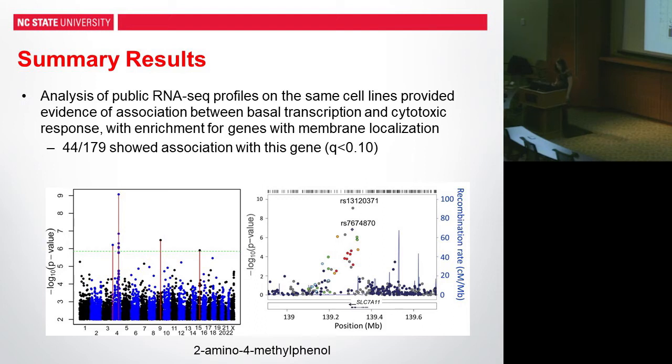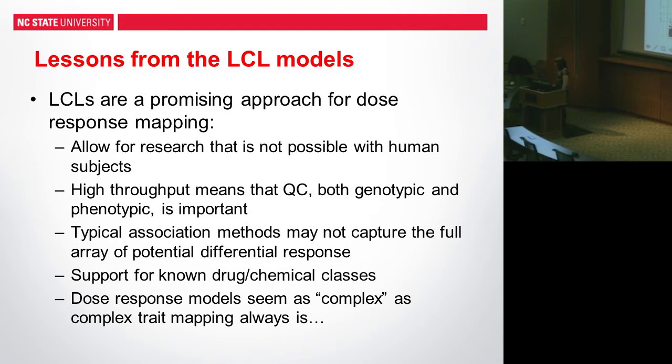We did use public RNA-seq profiles, again, baseline expression, not chemical-exposed expression, and it showed evidence of association between basal transcription and cytotoxic response. And again, membrane localization comes up as the most consistent theme in this. Showing you some of the Manhattan plots, you see we get strong signal, right? We've marked here at the suggestive level, but we get a number of signals that I would consider to be genome-wide significant.